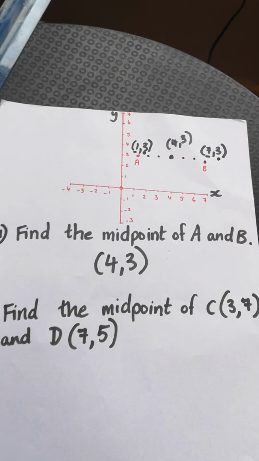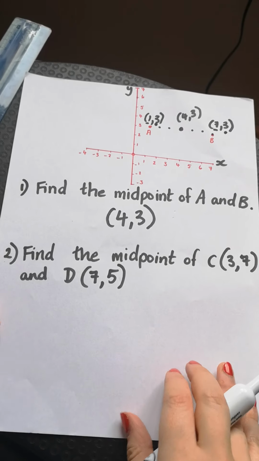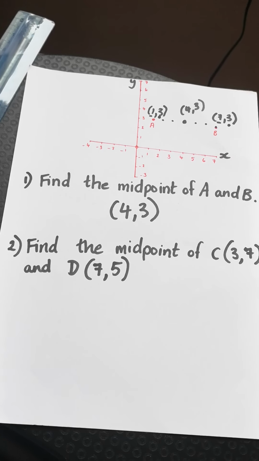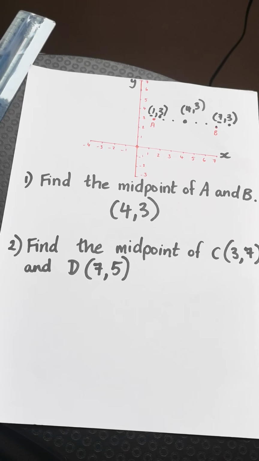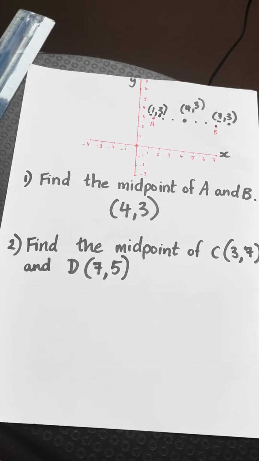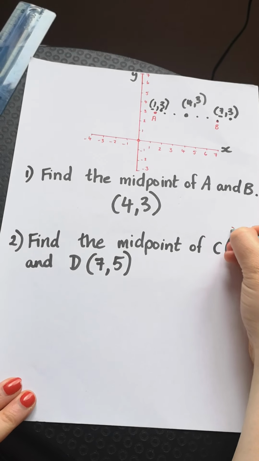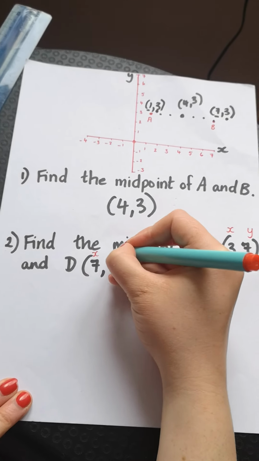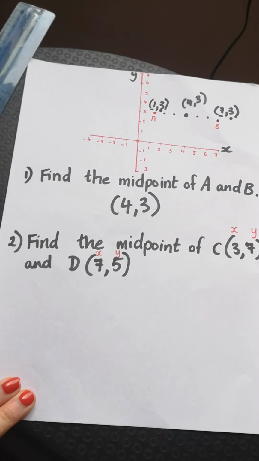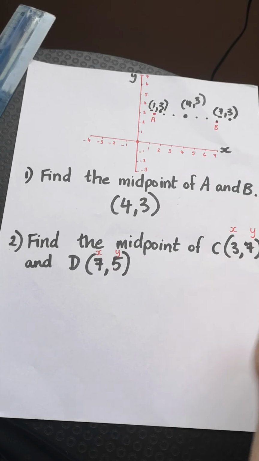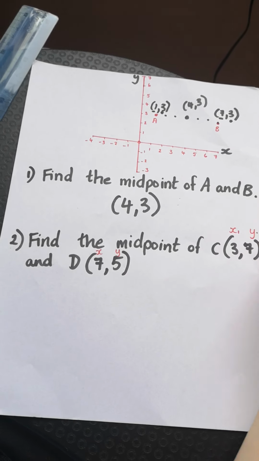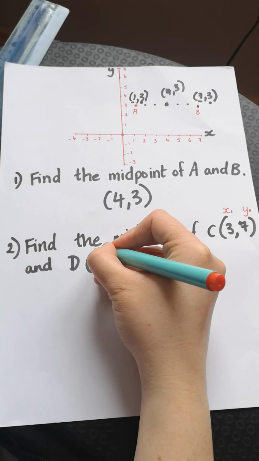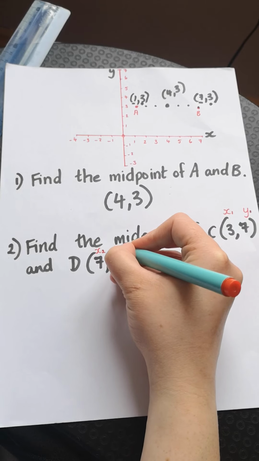Now we're going to try this with 2 new points here without plotting them. So we add our x's and we add our y's, and we half both the answers. So I'm actually going to call this x and y. I'm going to call this x and y. Because this is my first point, I put a little 1 beside the x and a little 1 beside the y. And because this is my second point, I put a little 2 beside the x and a little 2 beside the y.